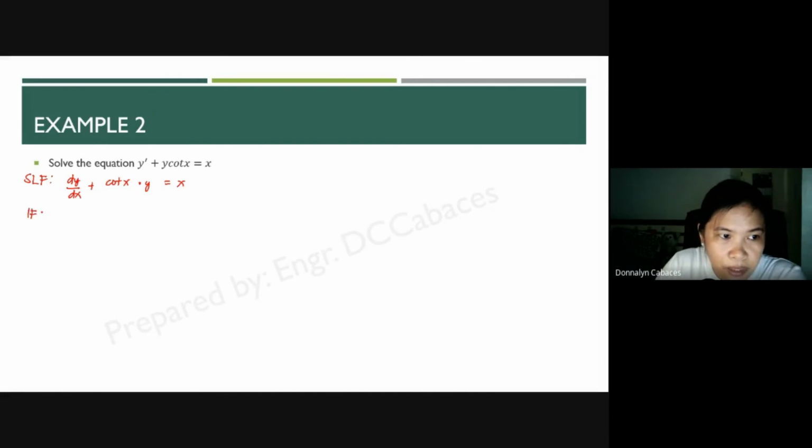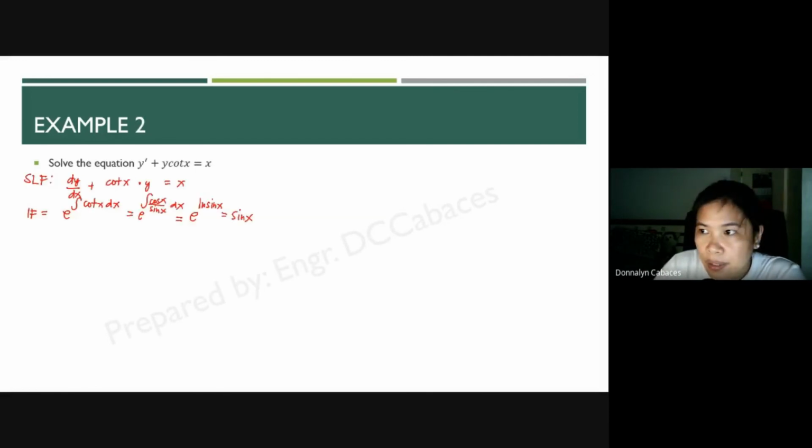Therefore, our integrating factor is equal to e to the integral of cotangent of x dx. Okay? And what is cotangent? Cotangent is cosine x over sine x, so e to the integral of cosine x over sine x dx. And if you let u to be sine x, your du is cosine x. So this is equal to e to the ln of sine x, or simply equal to sine x. That is your integrating factor.